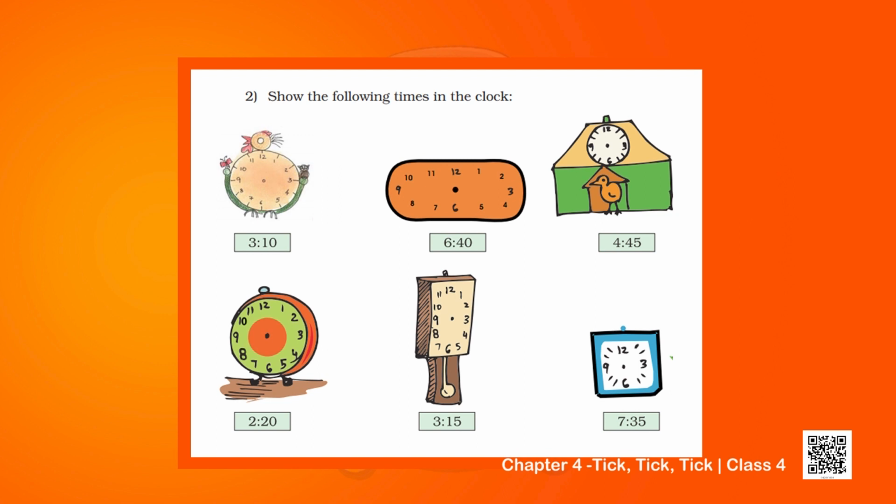Good. 3:10. We have to represent 3:10 on the first clock. Where will you draw the minute hand? Correct. It should be at 2 because 2 5s are 10 and the hour hand should be between 3 and 4. Good. Now, the time shown by your clock is 3:10.